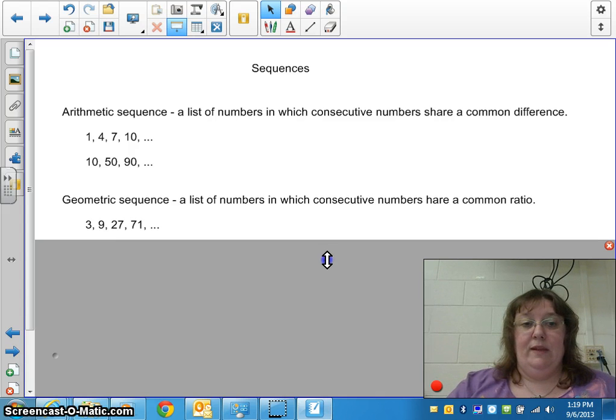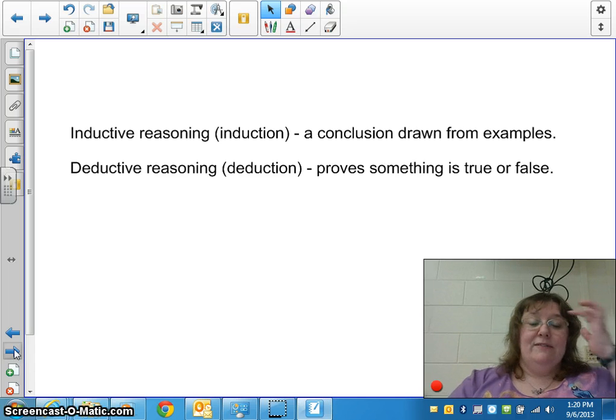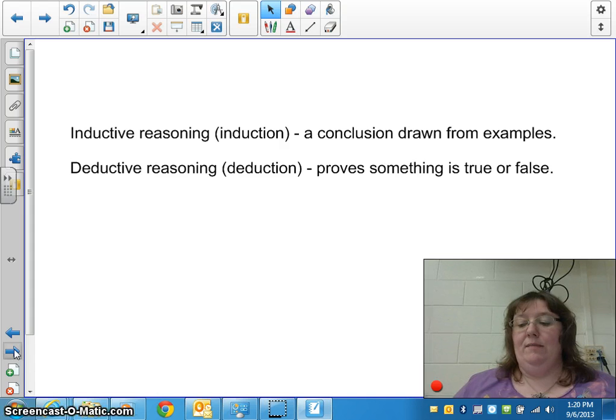All right, so this one, 1, 2, 4, 8, 16. The geometric difference would be 2. Okay, so keep that in mind for the 1.2 handshake. Okay. Next, we have inductive and deductive reasoning. This is introduced in the 1.3 Make Me an Offer, okay?